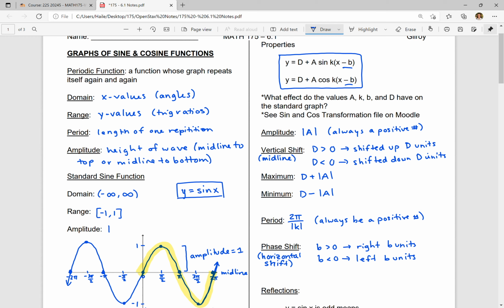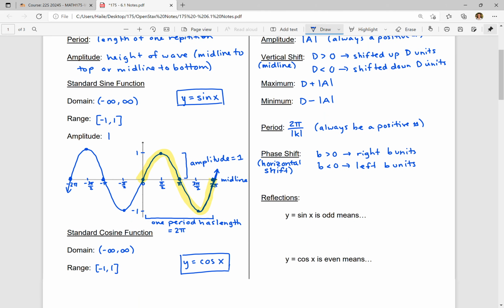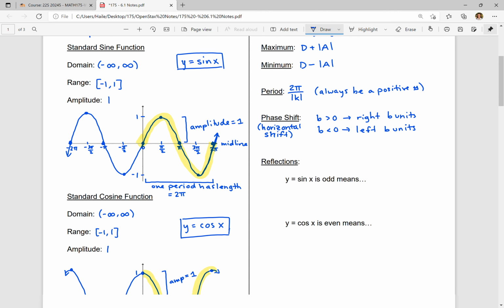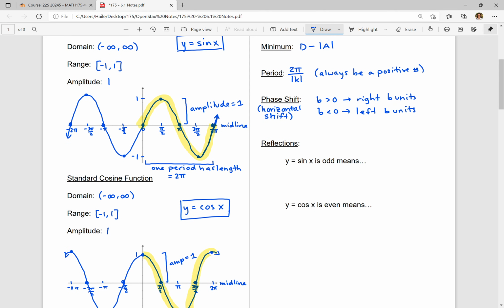Okay? And then the final transformation we're going to talk about is reflections. This is where sine and cosine being odd and even give us a few special rules. Because sine is odd, let's refresh ourselves on what that means. Sine is odd means that sine of negative x is equal to negative sine of x. So let's think about what this means in terms of reflections.